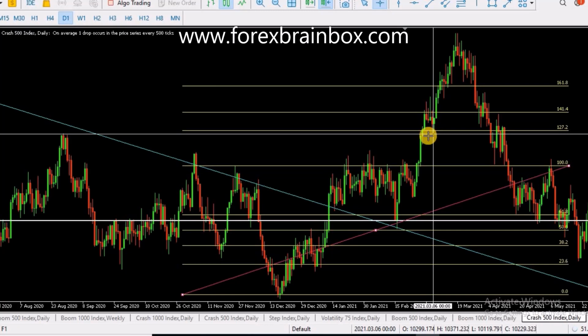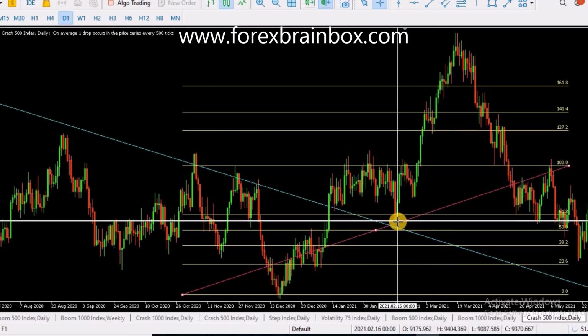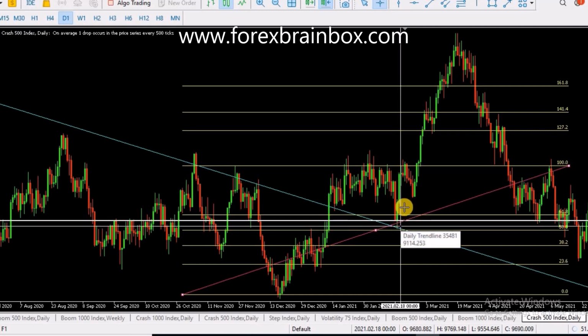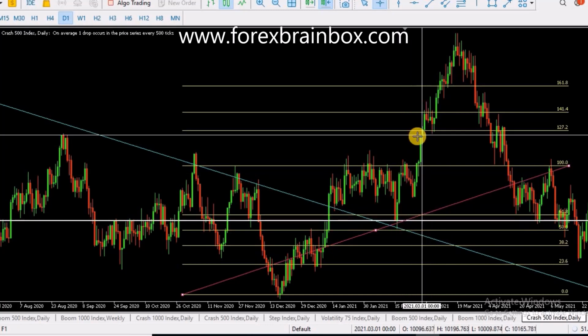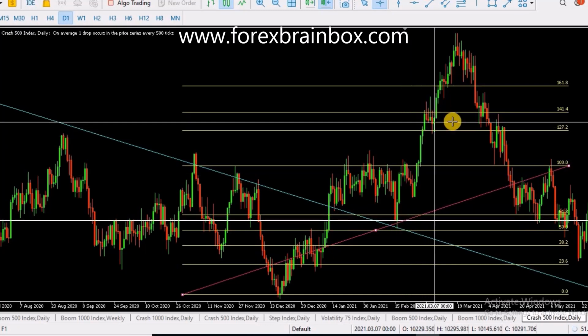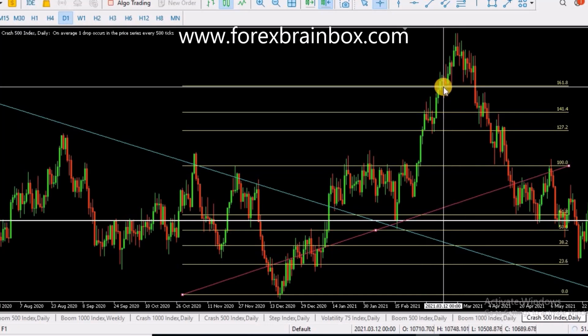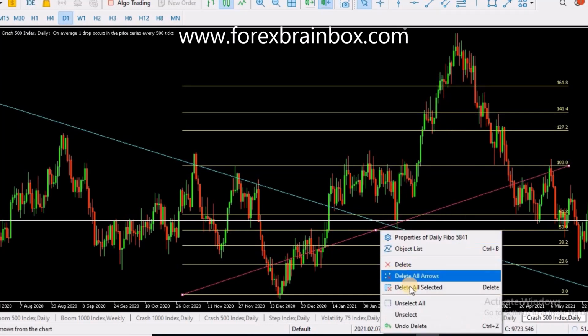If you want to stay that long in the market, then you probably have to enter more than once, at least 2 or 3 times, so that your first trade closes out at 1 to 1.7, and you let the other one run till it closes at this level. So guys, that's how to trade in a crash.